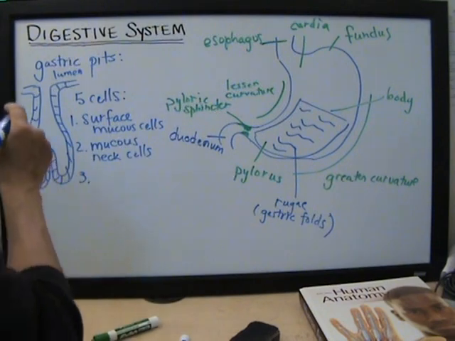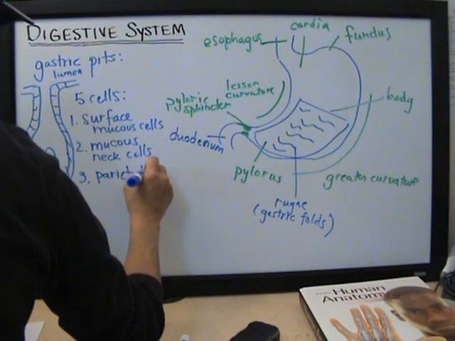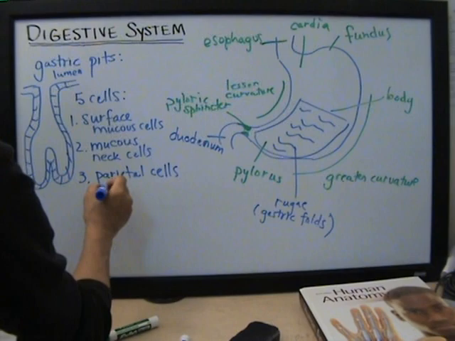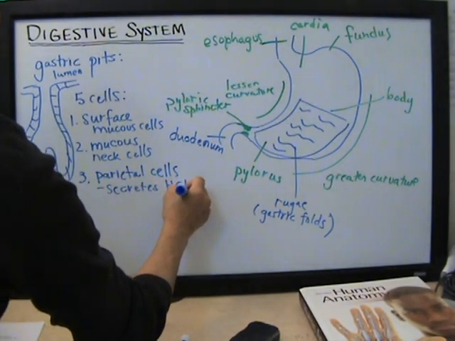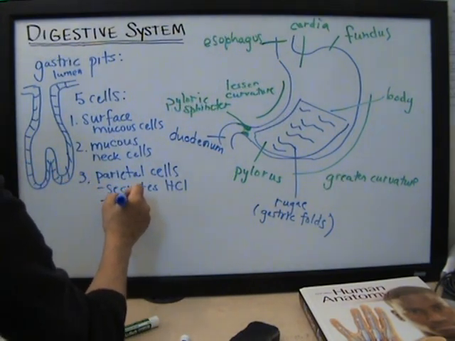The third type of cell are the parietal cells. The parietal cells will secrete hydrochloric acid. All right, and something called intrinsic factor. Intrinsic factor is important for absorption in the ileum, or the absorption of vitamin B12.